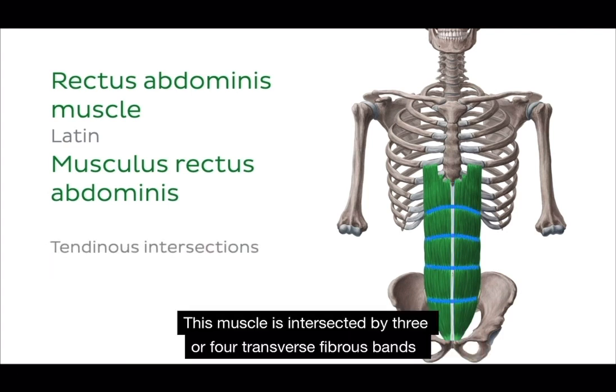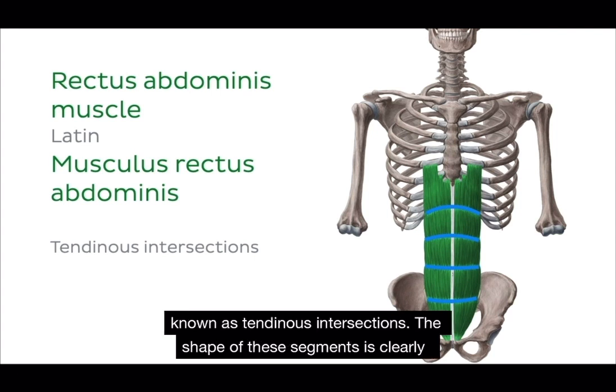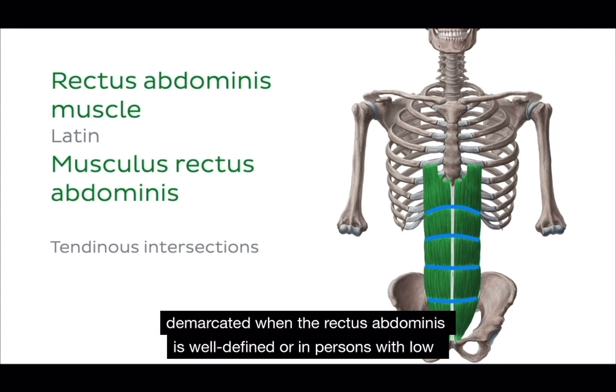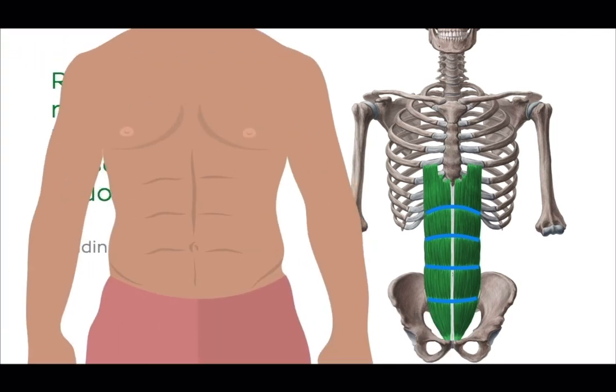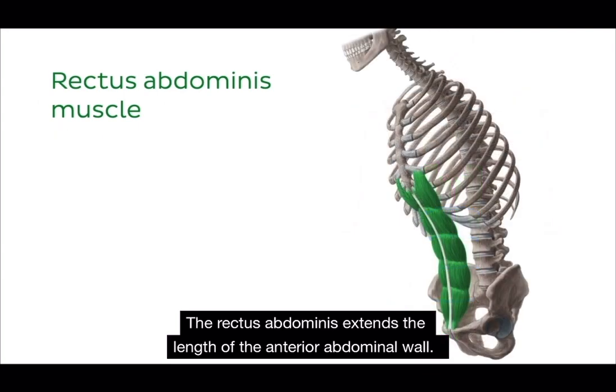This muscle is intersected by 3 or 4 transverse fibrous bands known as tendinous intersections. The shape of these segments is clearly demarcated when the rectus abdominis is well defined, or in persons with low body fat percentage, resulting in the commonly known six-pack appearance. The rectus abdominis extends the length of the anterior abdominal wall.